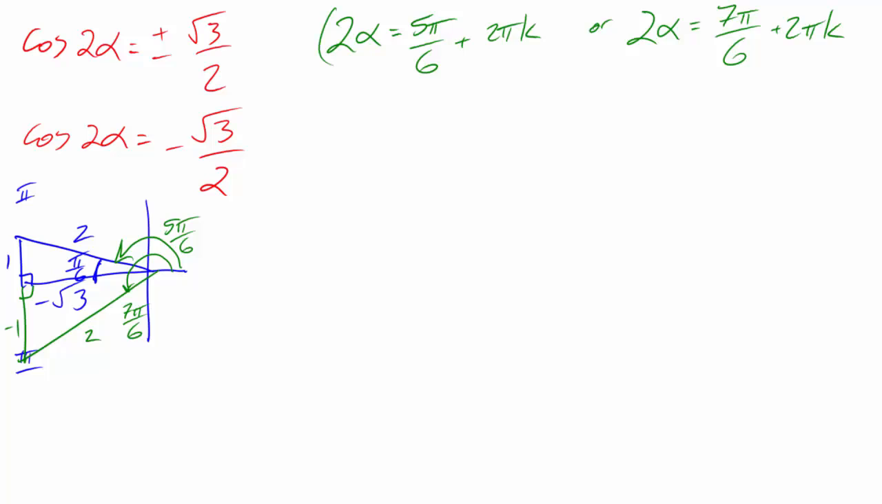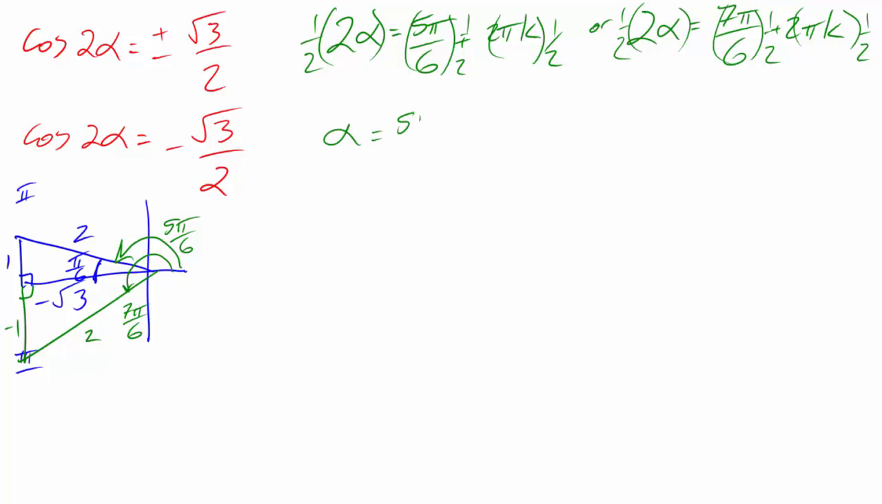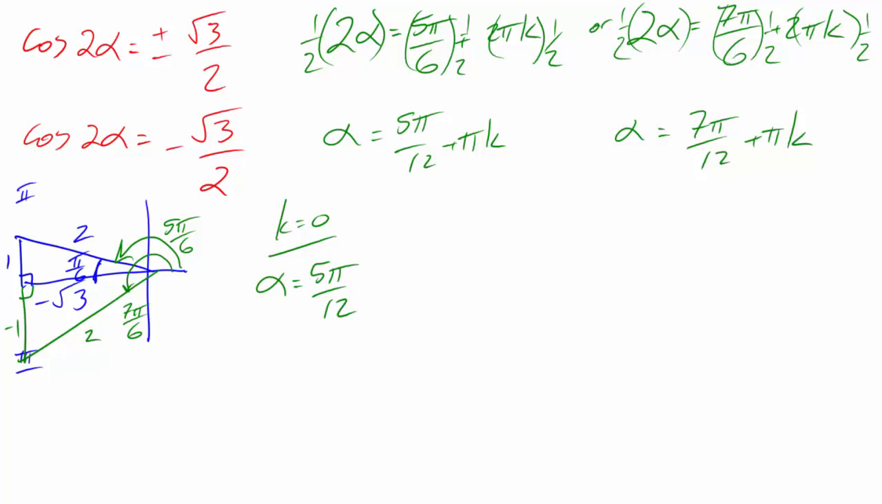Now, we still want to get alpha by itself here, so we're going to multiply through both sides by half. That's going to be for both equations. This gives us alpha equals 5 pi over 12 plus pi k, or alpha equals 7 pi over 12 plus pi k. And now we just choose our values for k. So if k equals 0, we have alpha equals 5 pi over 12 plus 0, but that's just 5 pi over 12. Remember our interval from 0 to 2 pi, so 5 pi over 12 is good. Now we'll go to the other one here. If k equals 0, we have 7 pi over 12 plus 0.